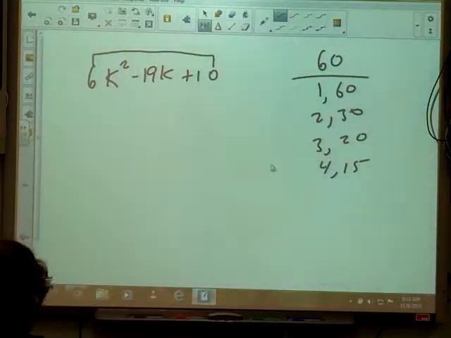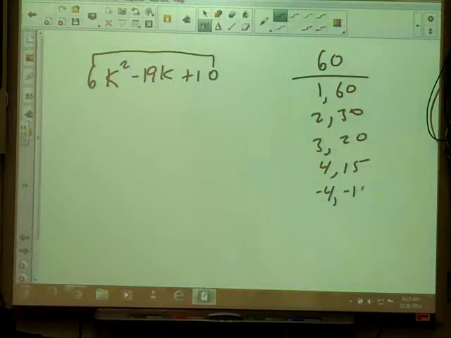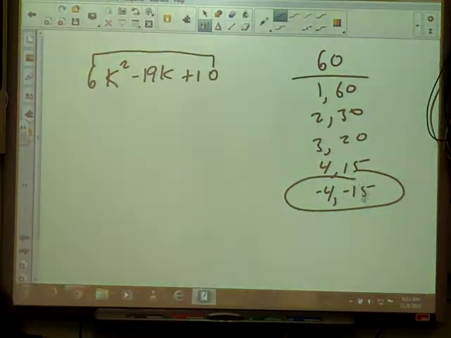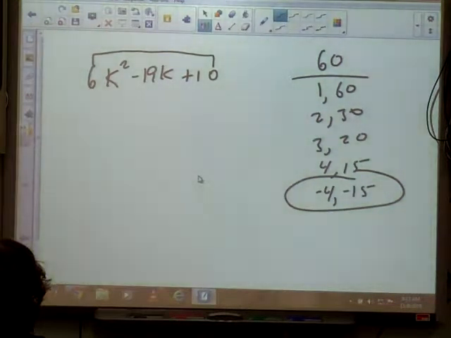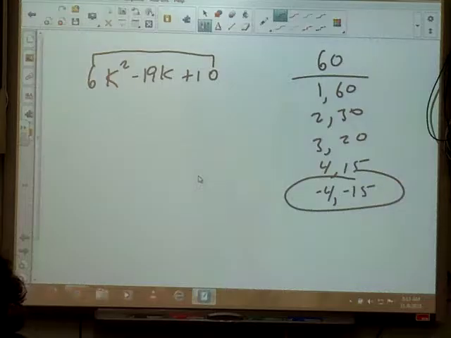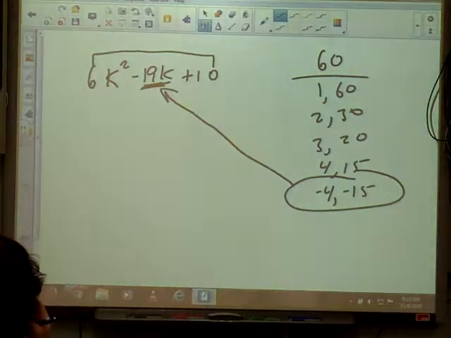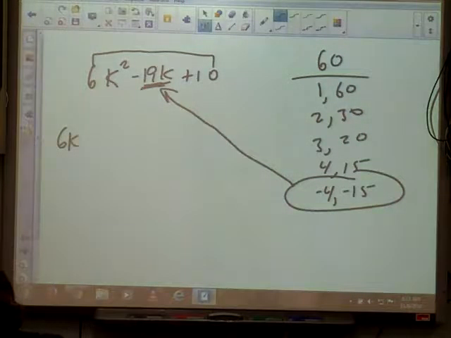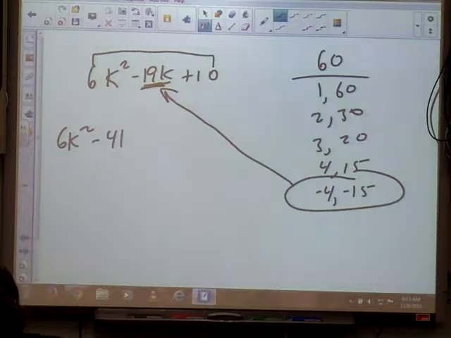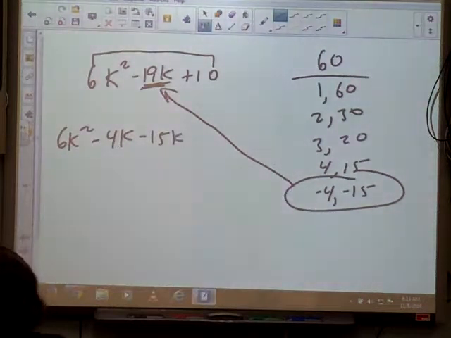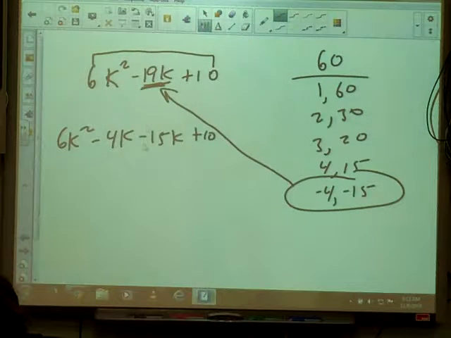4 and 15 is probably going to be my combo, isn't it? But I need it to be negative 19, so I would need a negative and a negative. Negative 4 times negative 15 is positive 60. Negative 4 plus negative 15 is negative 19. Now, I don't get to just write k minus 4 and k minus 15 like I did before. This is when we have to do our factoring by grouping. So I'm going to take negative 19k out, and I'm going to substitute in what makes negative 19k. So I'm going to write 6k squared minus 4k minus 15k plus 10. I just substituted in. It's the same value, right? Negative 4 minus 15 is negative 19.